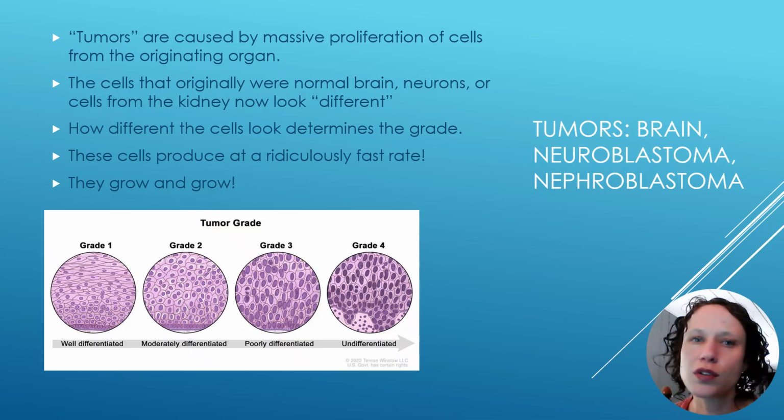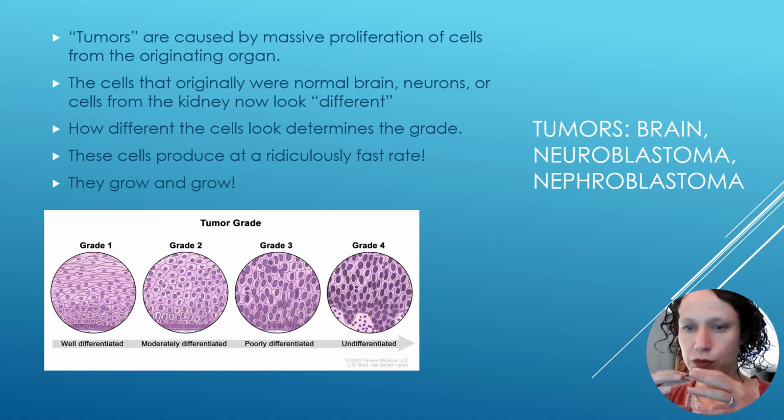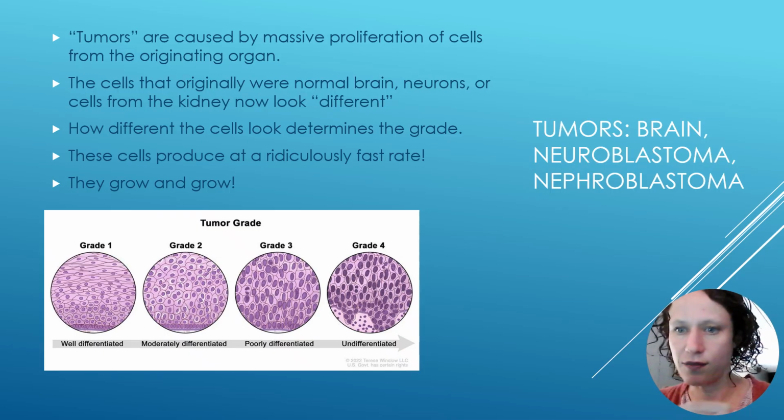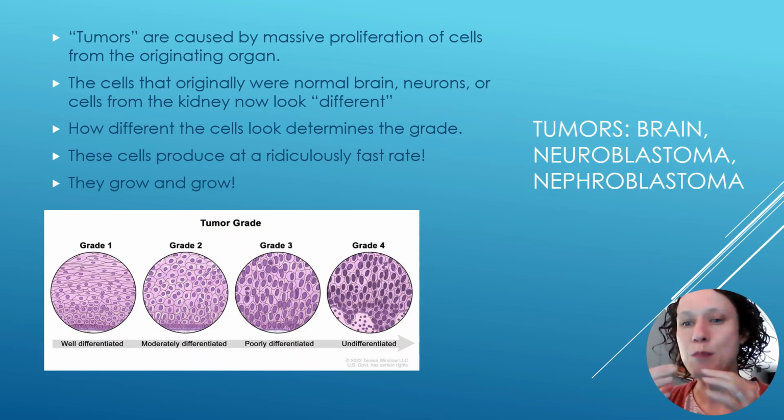So here's the thing about tumors. What are tumors? Tumors are where you have this massive proliferation of cells that come from the originating organ. What does that mean? Well, it means you have a cell, right? And then the cell divides and divides and divides, right? And it gets bigger and bigger. So these cells are growing at a massive rate.